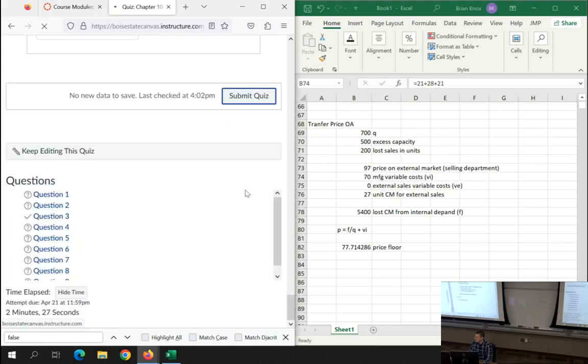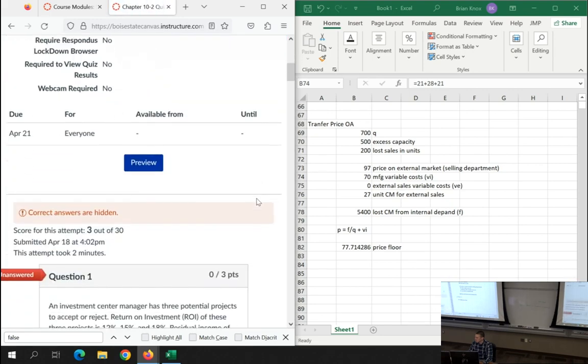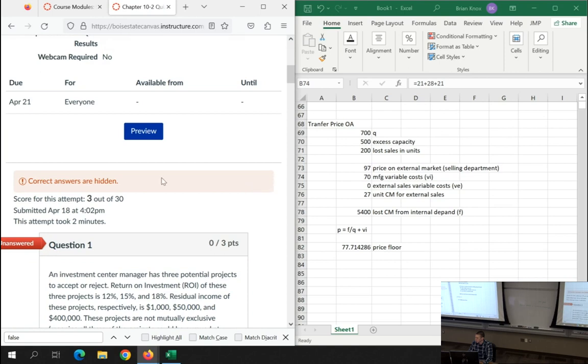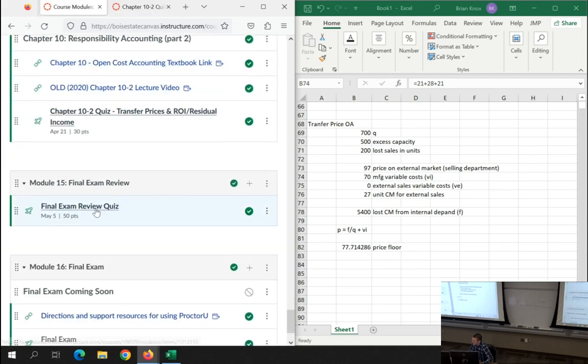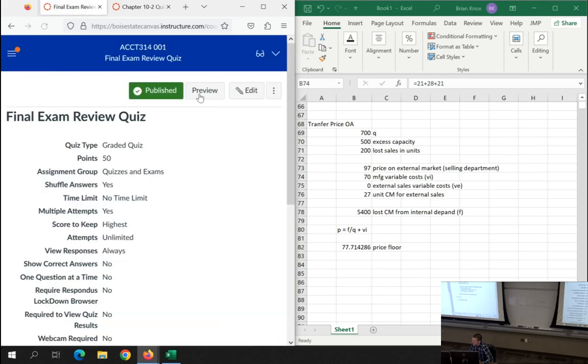Let's double check, make sure, just in case. Oh, good. I'm not taking crazy pills. We got that one right. So let us jump over to this lovely piece of work.